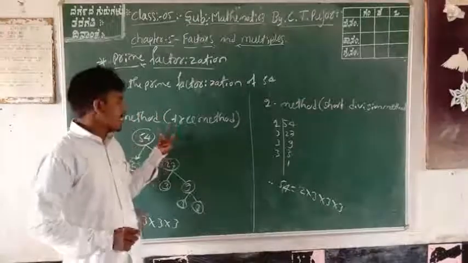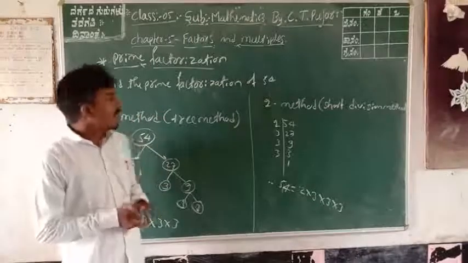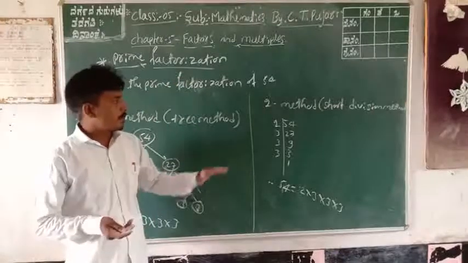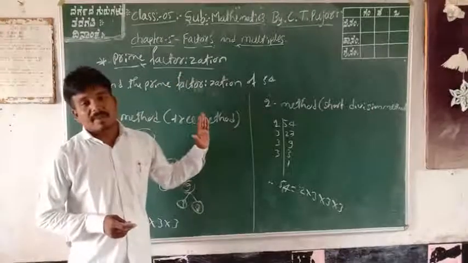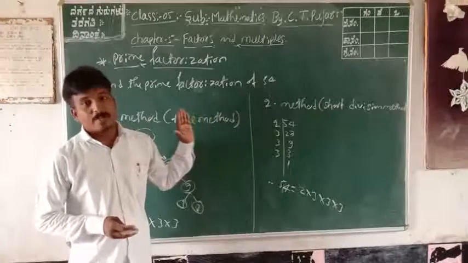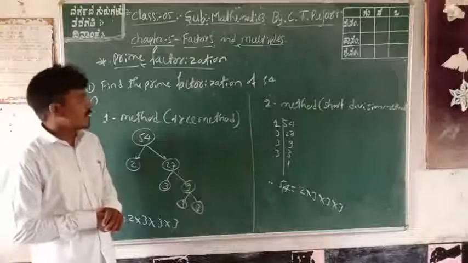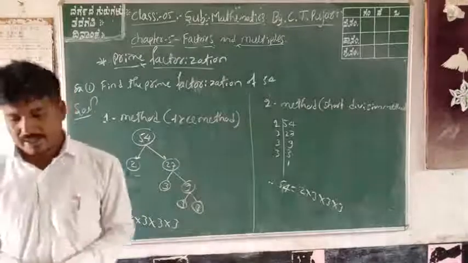You can choose any method. You can find out the prime factorization of the given number. Got it? This is based on the fundamental theorem of arithmetic, that is, every composite number can be expressed as a product of primes. That is the basic fundamental theorem. Got it? I shall continue next class.